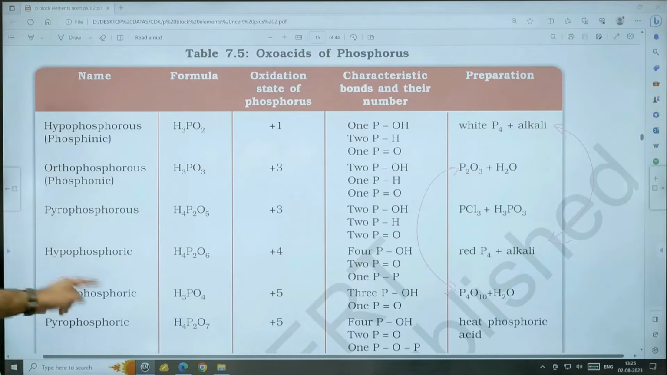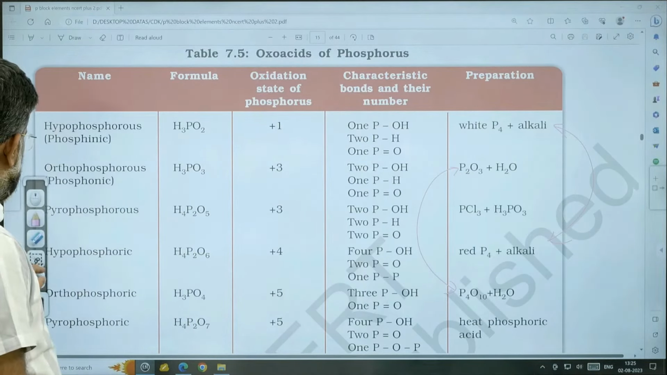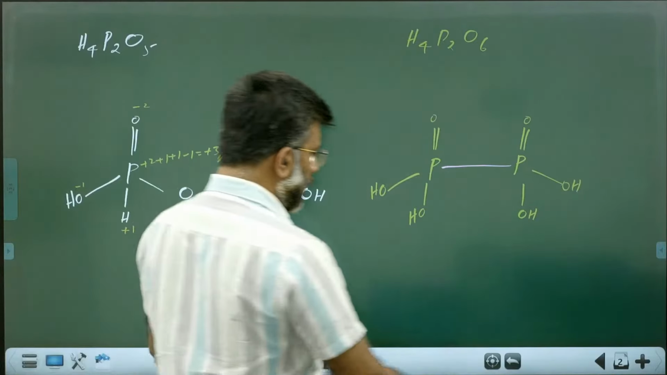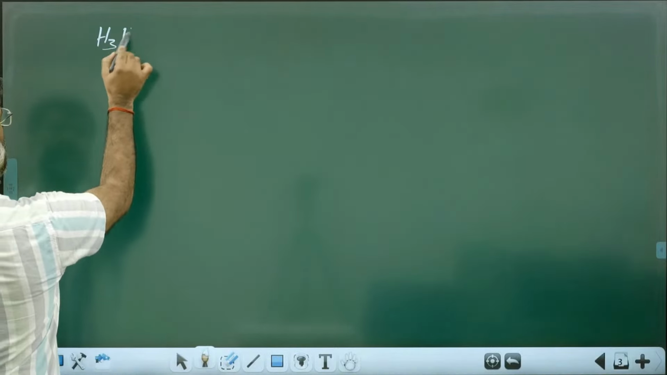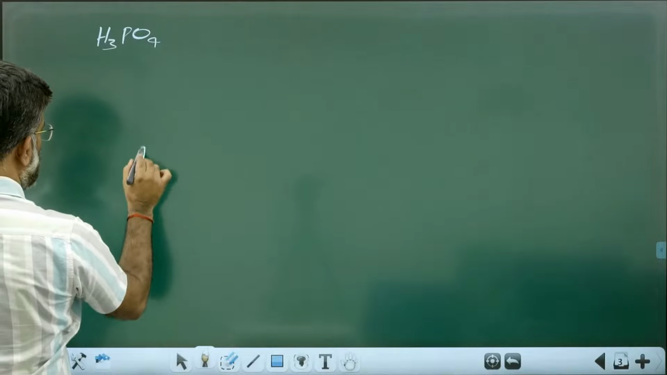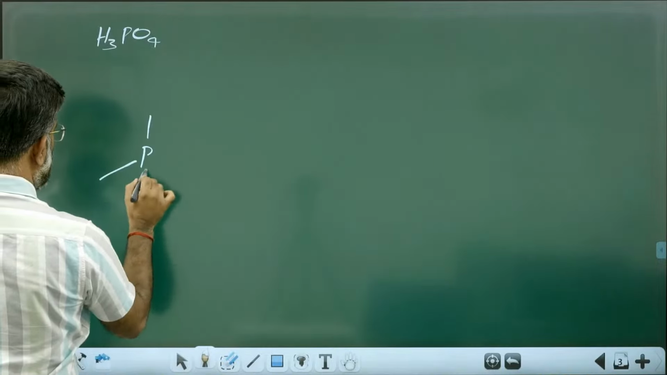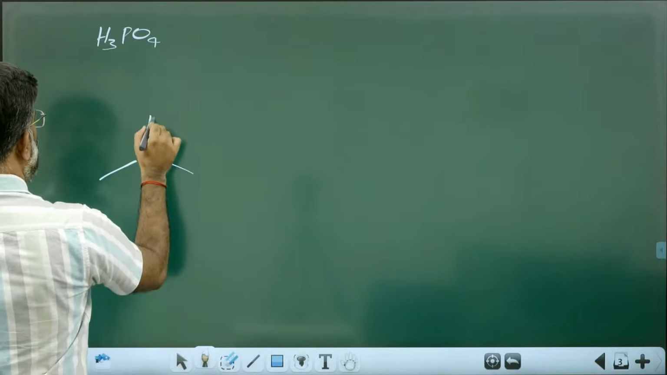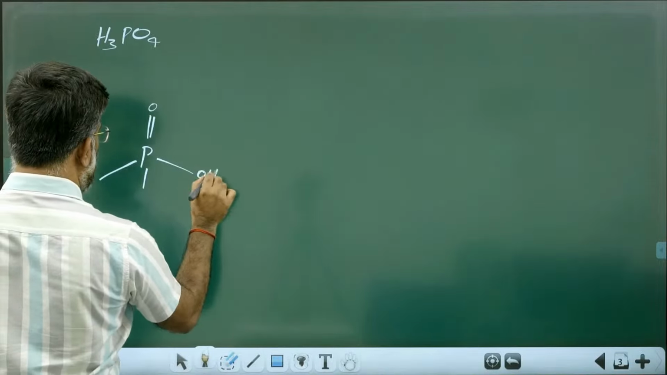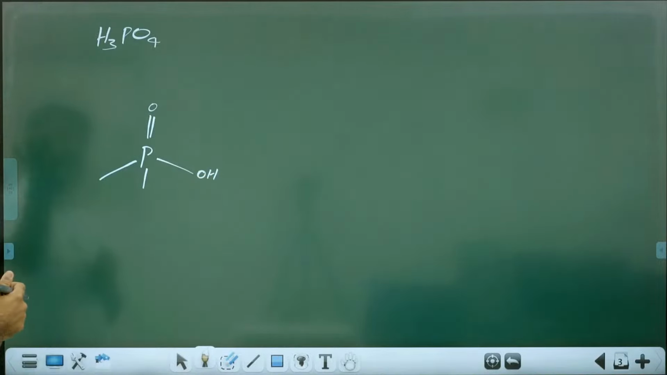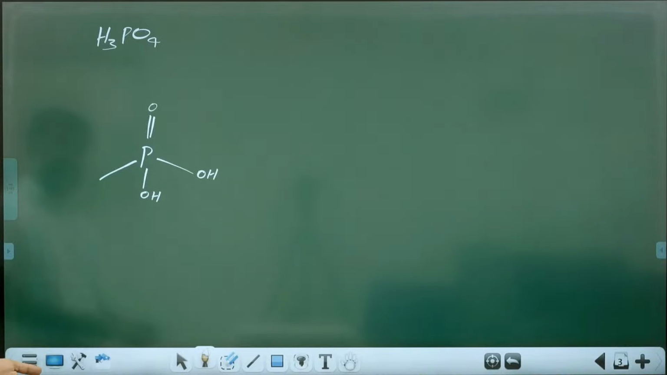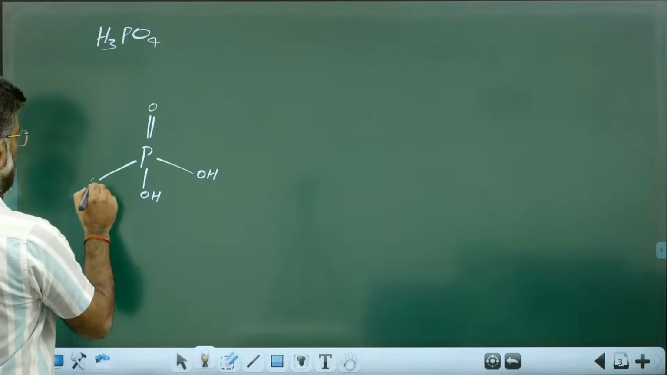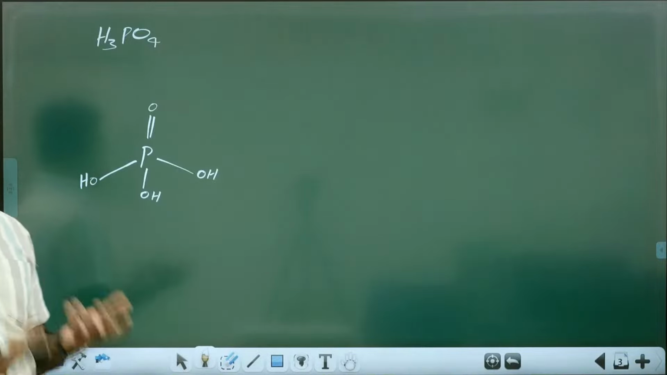Next one, orthophosphoric acid, H3PO4. So you have phosphorus 1, 2, 3, 4. There is a PO double bond, there is an OH group. Sufficient hydrogen, sufficient oxygen, therefore one more OH. Again oxygen available, again hydrogen available. One more OH. It is a tribasic acid.